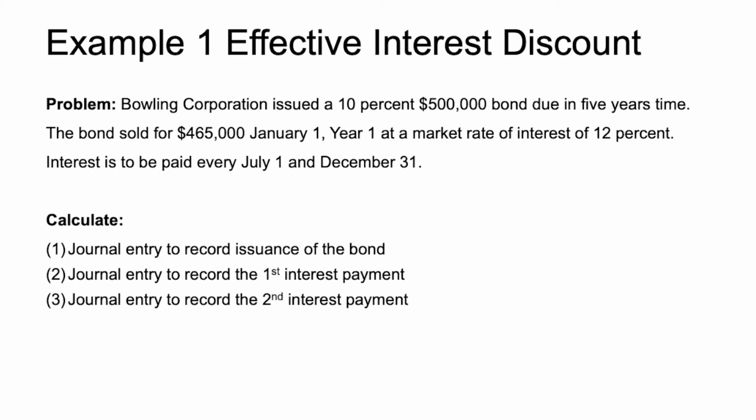Quickly taking a look at what they're asking us to calculate. 1, the journal entry to record the issuance of the bond. 2, the journal entry to record the first interest payment. And 3, the journal entry to record the second interest payment.